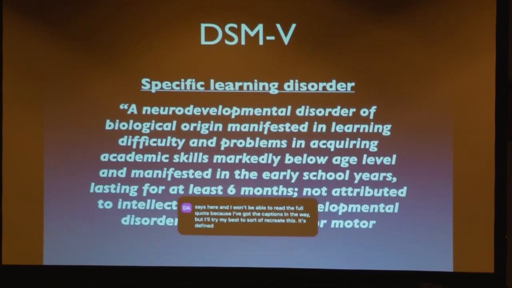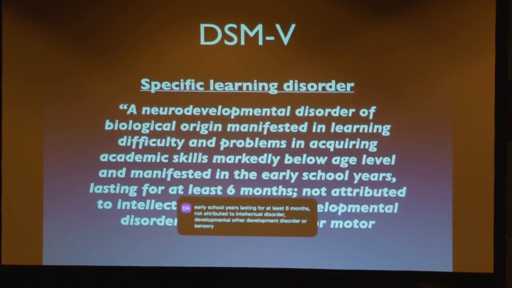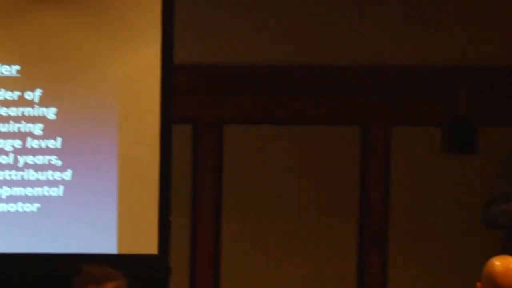It's defined as a neurodevelopmental disorder of biological origin, manifested in learning difficulty and problems in acquiring academic skills, markedly below age level, and manifested in the early school years, lasting for at least 6 months, not attributed to intellectual disorder, other developmental disorder, or sensory motor disorders. So it makes a very specific definition of a deficit that is specific to a particular domain of learning. There's a couple of things to highlight here. It says that it's of biological origin, and I want you to bear that in mind, because we'll talk about the underlying neurobiology and the genetics of developmental dyscalculia.